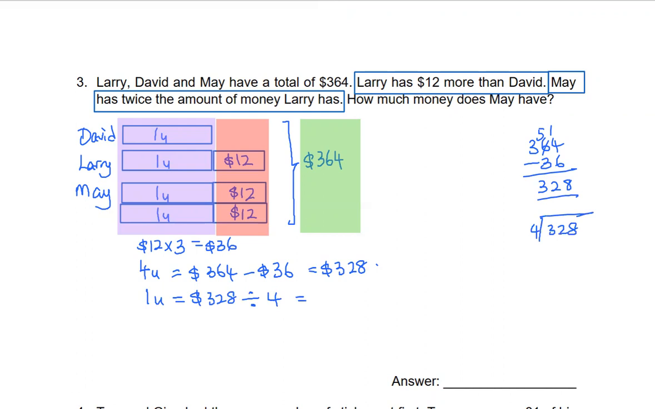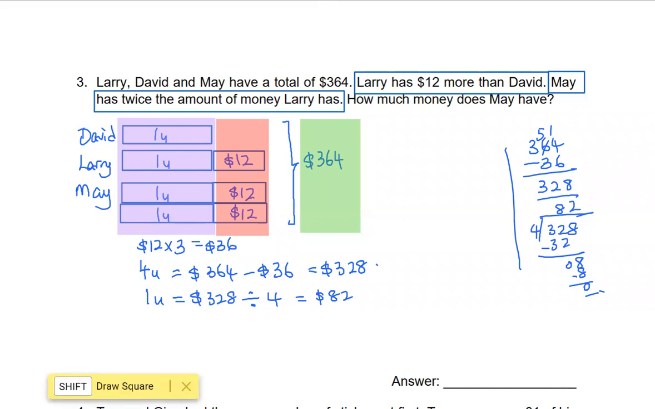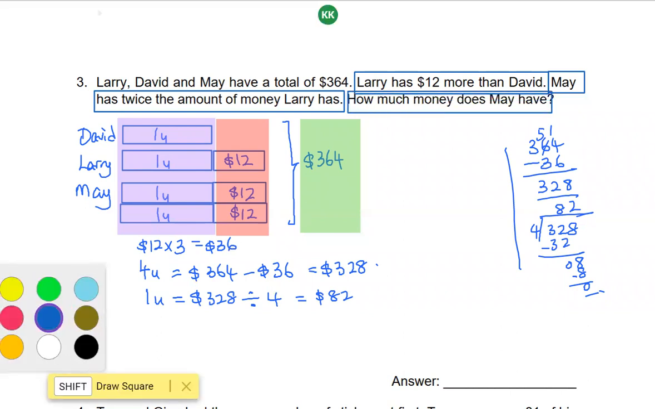Let's do some working. 328 divided by 4. 4 times 8 is 32. The answer is $82. So if I know 1 unit is $82, the question now is how much money does May have? We are looking for May.